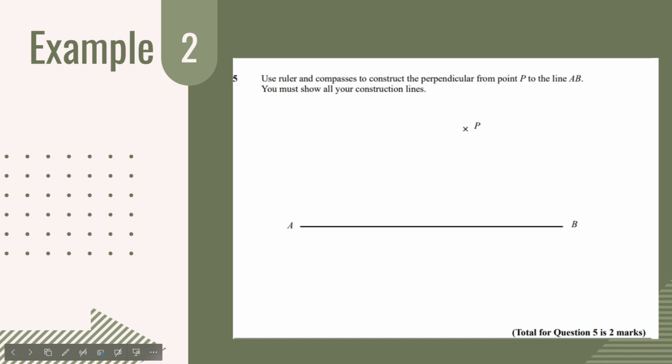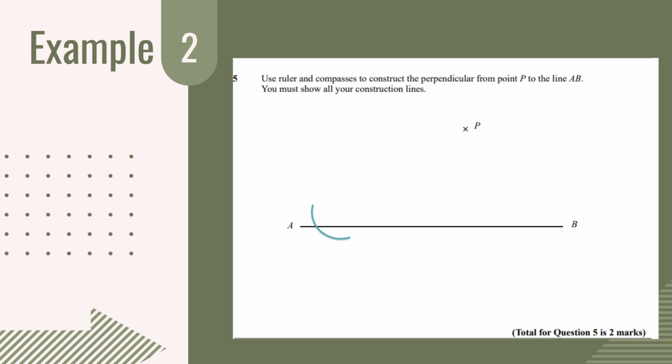Again, now it's time to have a go at a exam-style question. Have a go, pause the video, and unpause when you're ready. So, in our example here, we are asked to use a ruler and a compass to construct the perpendicular from point P to the line AB. You must show all your construction lines. This is literally the example we've just done.